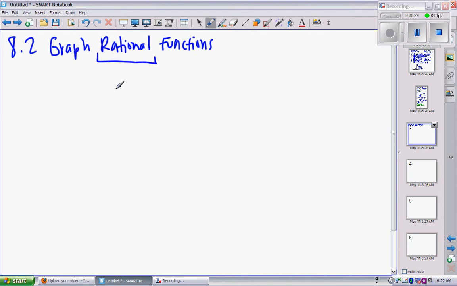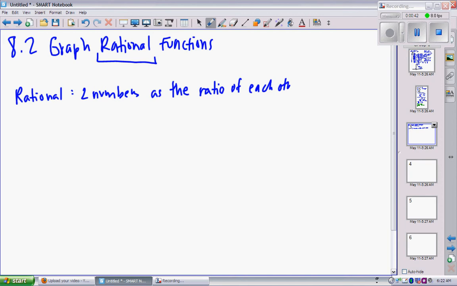What is a rational number? Well, a rational number, if you remember, we can write two numbers as the ratio of each other. For example, we can have a over b, but b cannot equal 0. So we're talking about rational functions. It's going to have the form of f of x equals p of x over q of x.